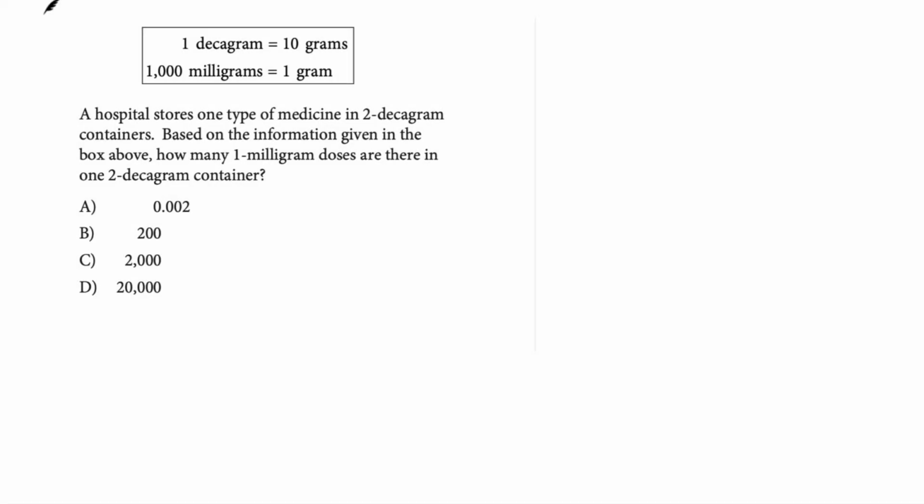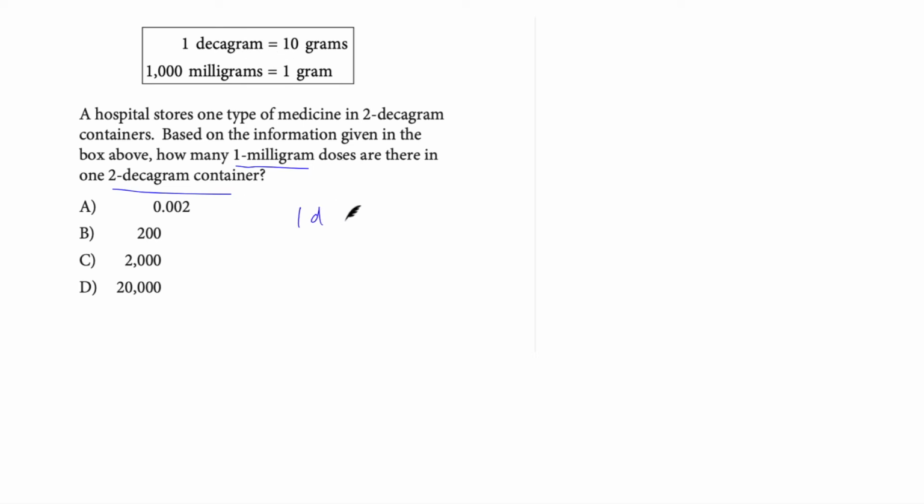Let's have a look at a couple of questions involving proportions. Okay, another past paper question. A hospital stores one type of medicine in 2 decagram containers. Based on the information given in the box above, how many 1 milligram doses are there in one 2 decagram container? Okay, now we have this simple calculation.